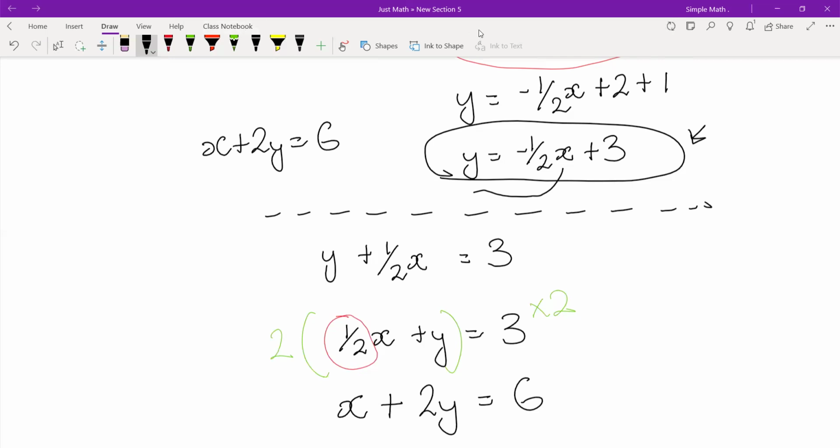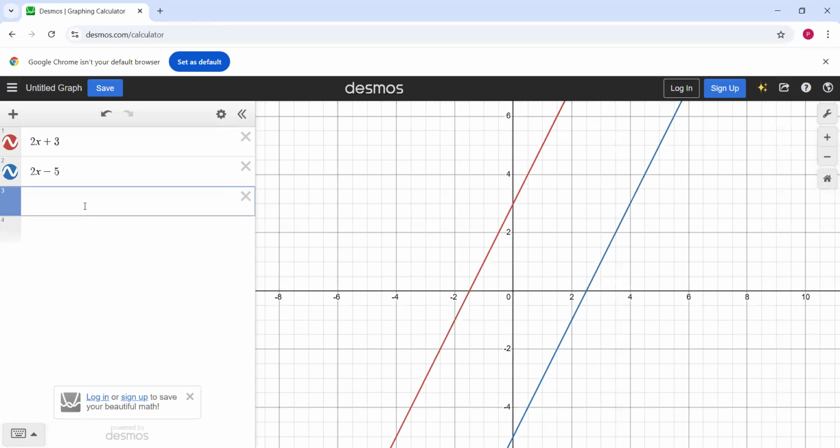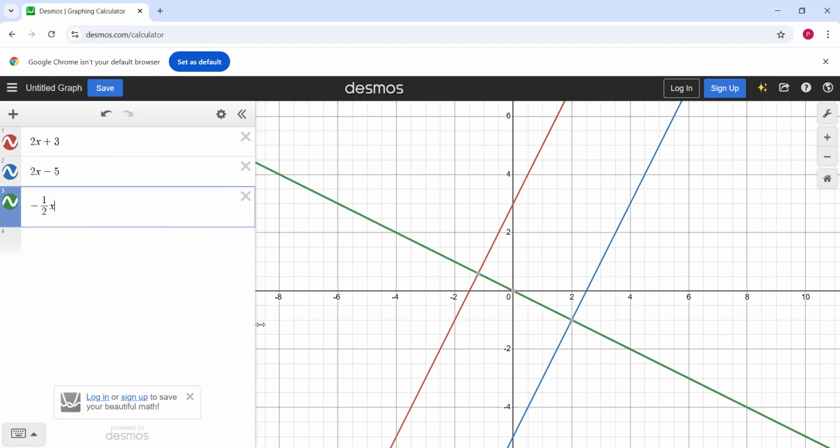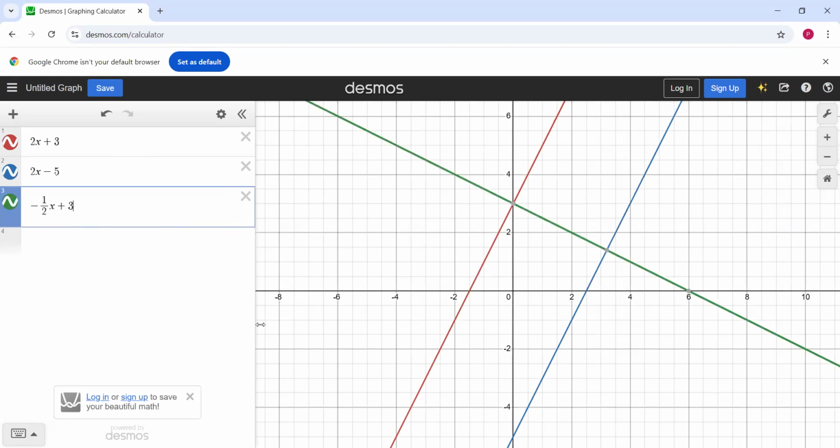Let's test if this is true again. We can use the graphing calculator, so let me share my screen again. This was the one we had before. I haven't removed it. Let me now add the new one. Our answer we got was negative half x plus 3.